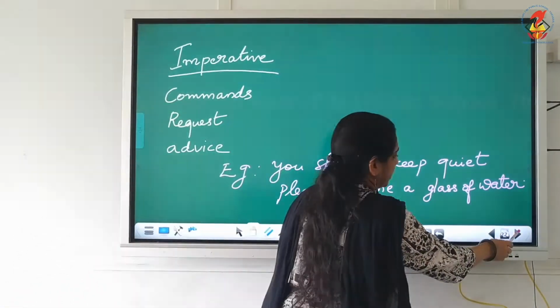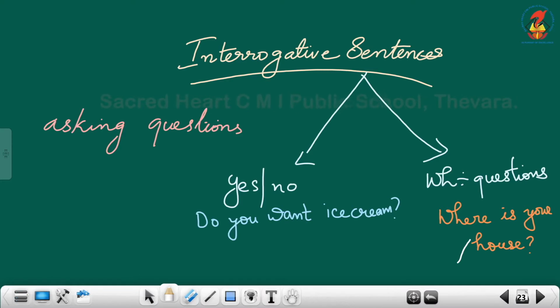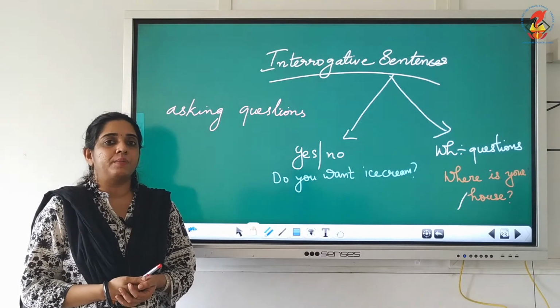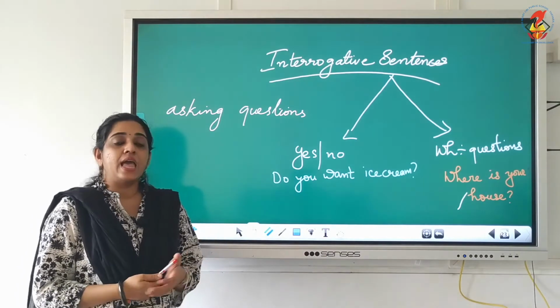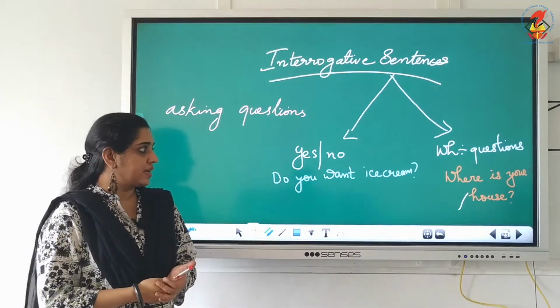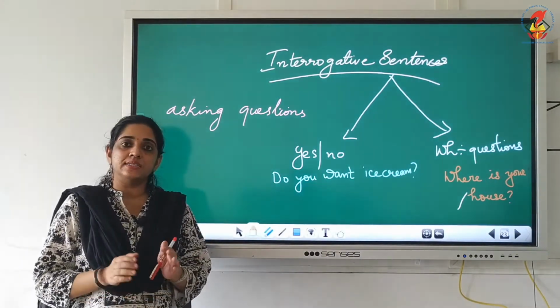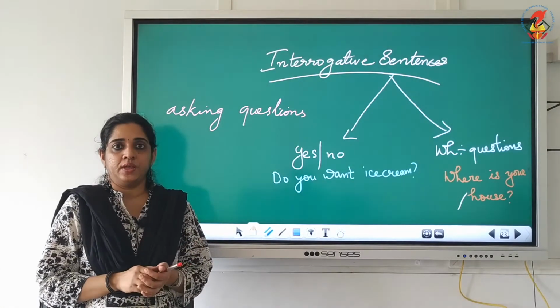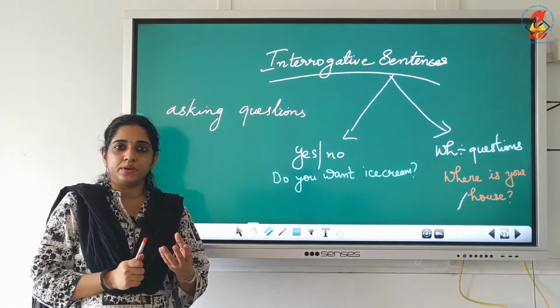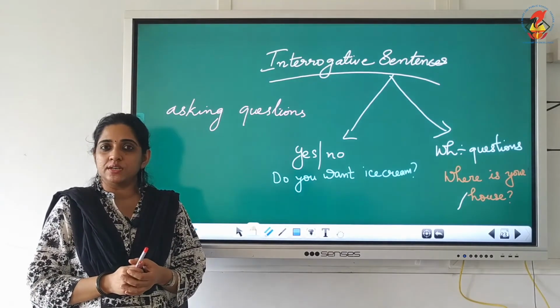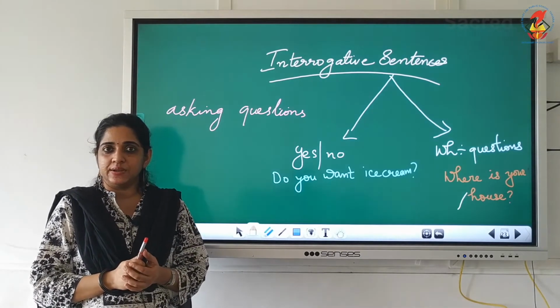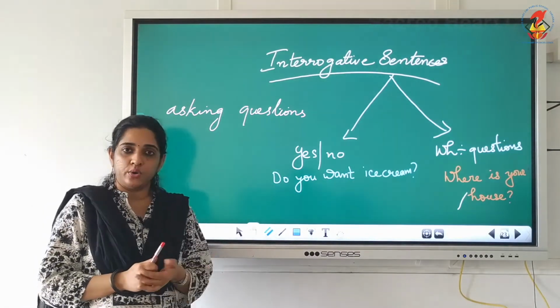Now the next one, interrogative sentence. What do you mean by interrogative sentence? Asking questions. Then interrogative can be divided into 2 types. Which are they? Yes or no questions and WH questions. Yes or no question means the answer will be yes or no. "Do you want ice cream?" If I am asking one child, do you want ice cream? What will be your answer? Certainly yes, is it? So here yes or no.